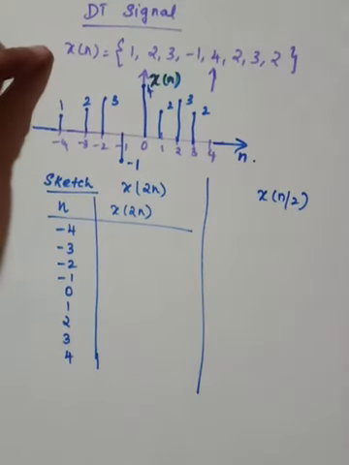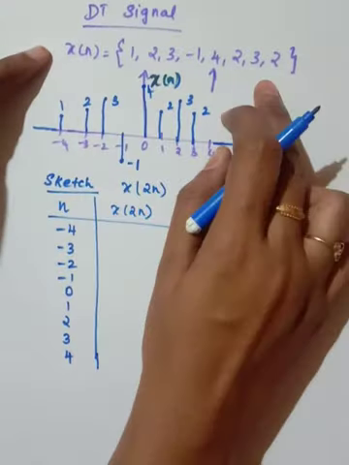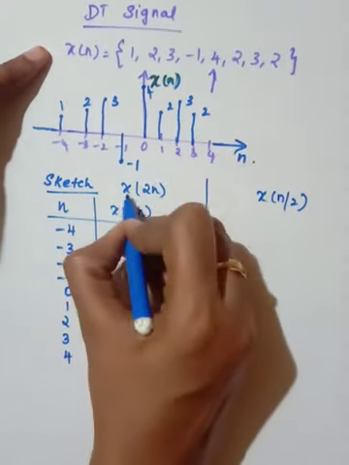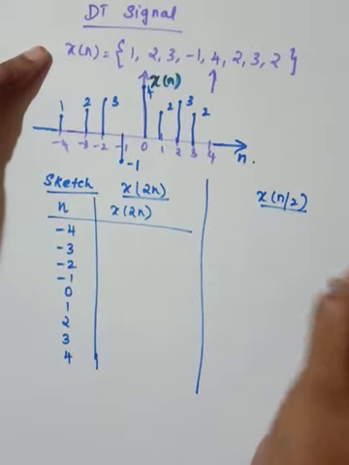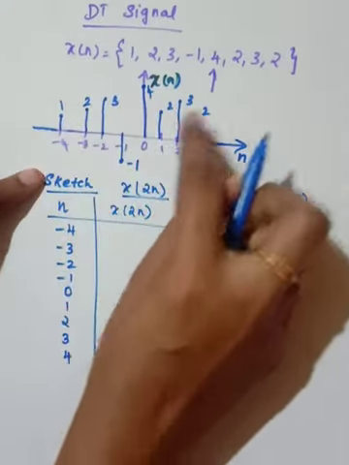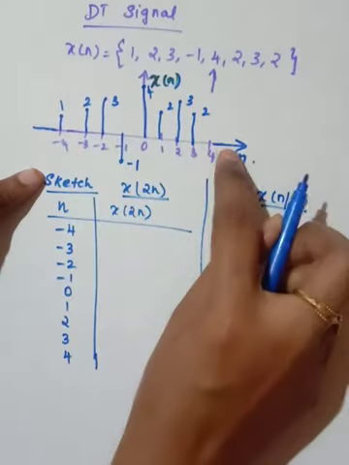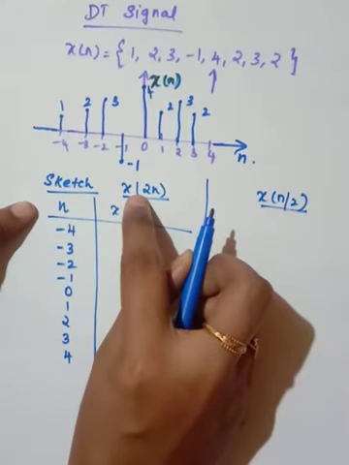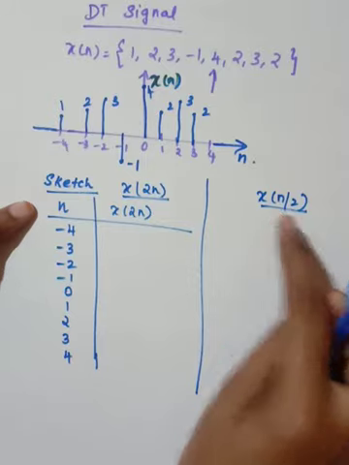Now consider a discrete signal x of n. So this is the sequence. I need to perform x of 2n and x of n by 2. Here first I have sketched this. You know how to sketch it. This is the value at the origin. So I have sketched the sequence. Now I need to find x of 2n and x of n by 2.